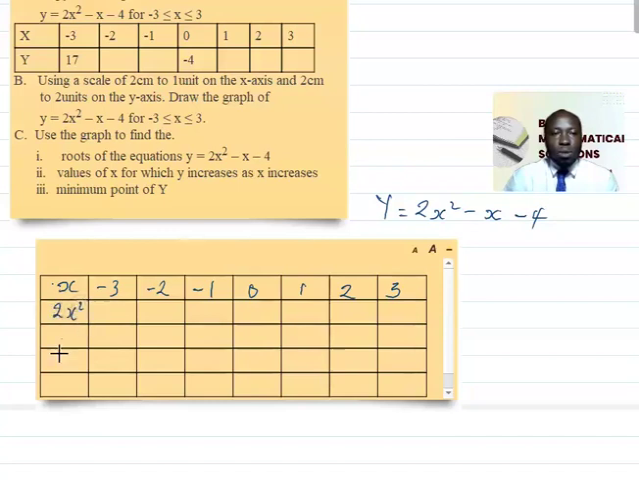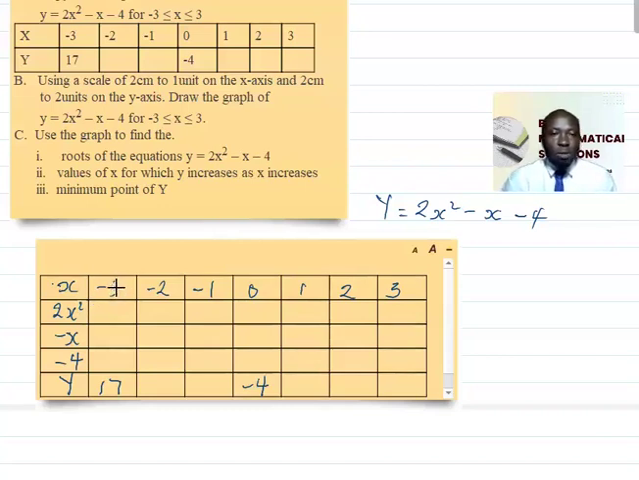2x raised to power 2, minus x, minus 4. So everything here will give us our y by the time we add it together. Remember, this is our x, and we've been given that this place is 17, and here we have minus 4. Now let us get to business.